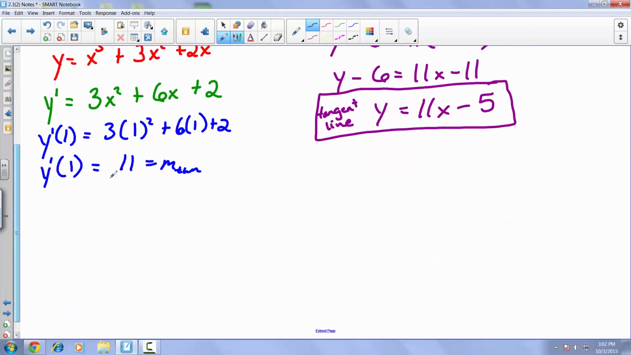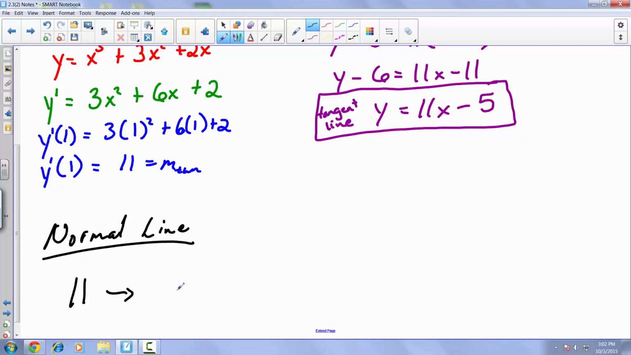Now in order to create our normal line, again we have to figure out what is the perpendicular slope. So we have 11, and in order to find the perpendicular, we know that it's comprised of two things, and we've learned this back from algebra. That is the opposite, so negative 11, and reciprocal. So negative 1 over 11. Essentially, you're taking these numbers and flipping them. So as a result, this is now the slope that we're going to use for our normal line.